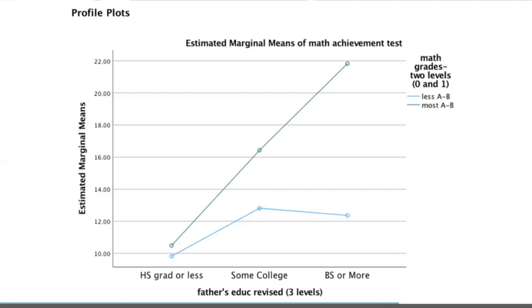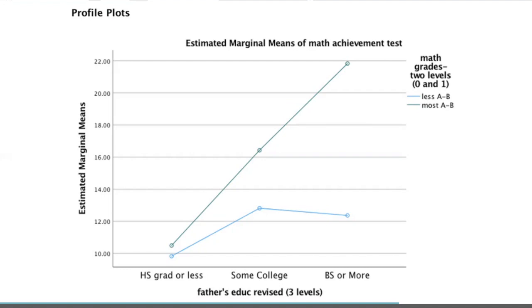Now, our dependent variable is the math achievement. We've got two fixed factors here. The first is those math grades, and I believe I brought the wrong one over. There we go, fixed that. And then the next is the father's education revised. Once we have those two in, we're going to click on Plots.